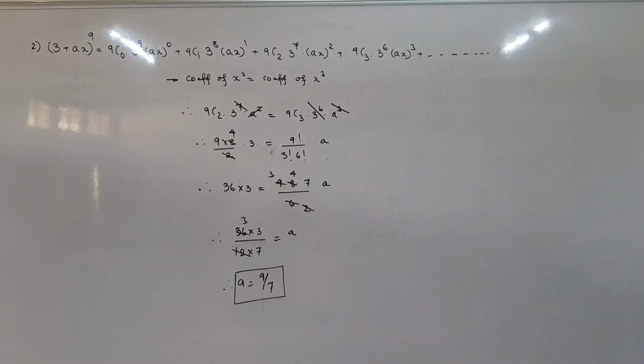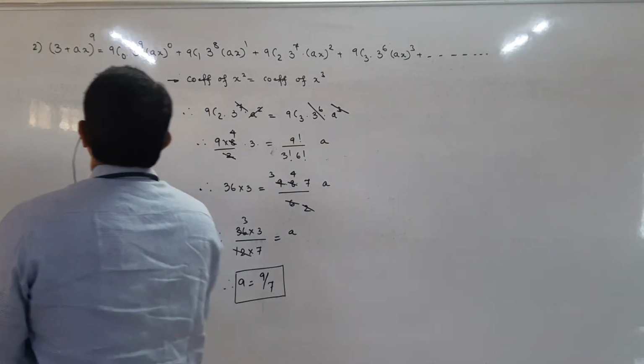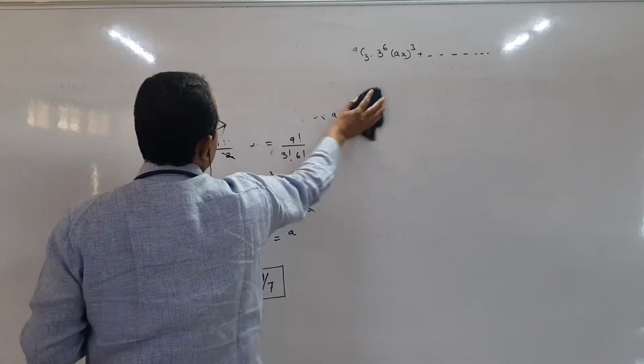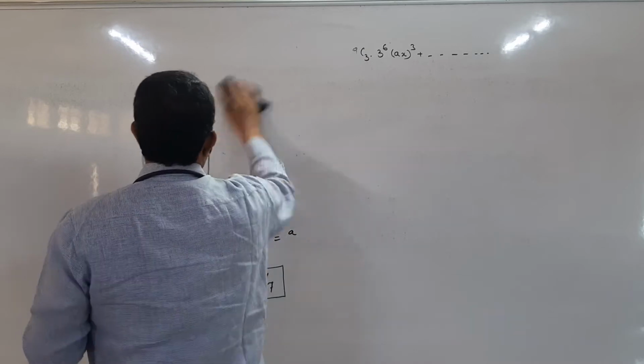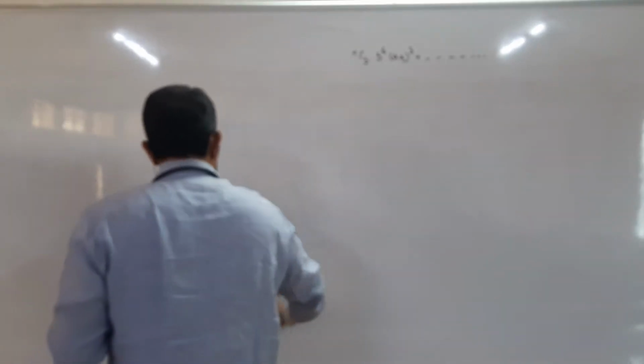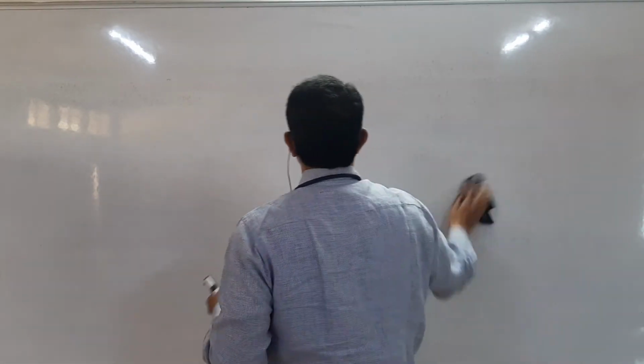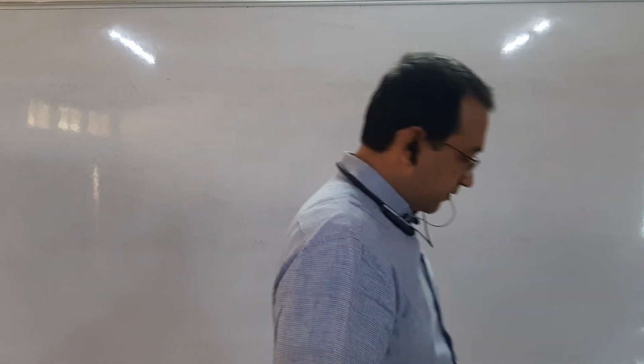Now students, the third sum is very interesting. A hot favorite topic of JEE, many times the same type of question is repeated in JEE. You can say a hot favorite topic of JEE. We are given two expansions, (1 plus 2x) raised to 6 and (1 minus x) raised to 7.